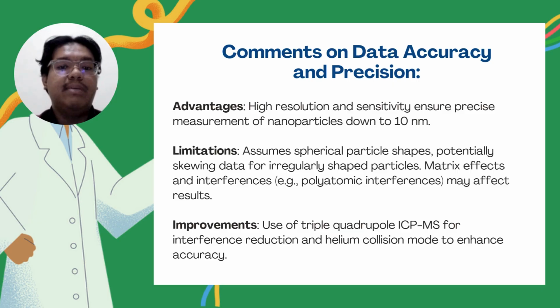Of course, there are limitations on data accuracy and precision. We assume spherical particle shapes, potentially skewing the data from irregularly shaped particles. Matrix effects and interferences like polyatomic interference may affect the result. So what we can do is improve by using triple quadrupole ICP-MS for interference reduction and helium collision mode to enhance the accuracy.